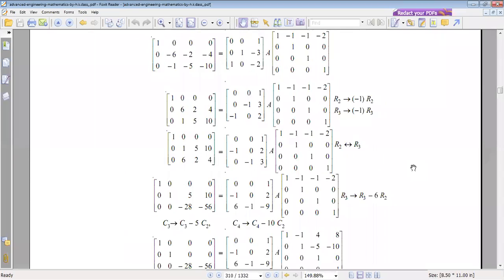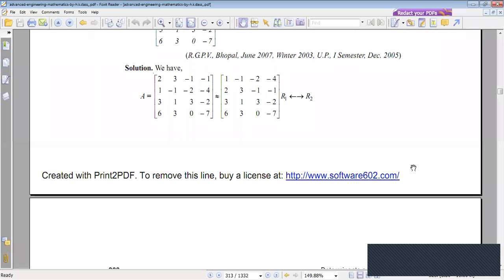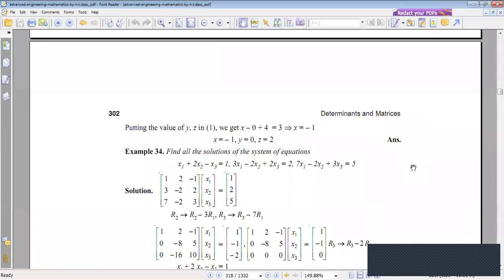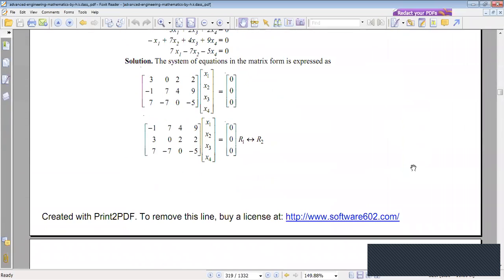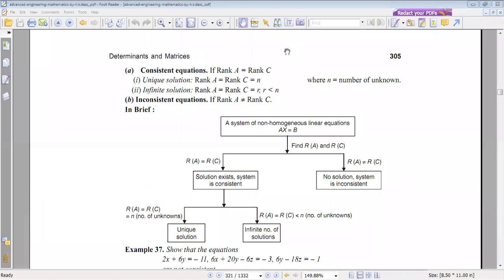Okay, see here. So if rank of A equal to rank of C, clear? If rank of A equal to rank of C, then we can say that the system is consistent, clear? Which is equal to the number of unknowns. N means number of unknowns. Okay, see here, and where n equal to number of unknowns. So there are three here.